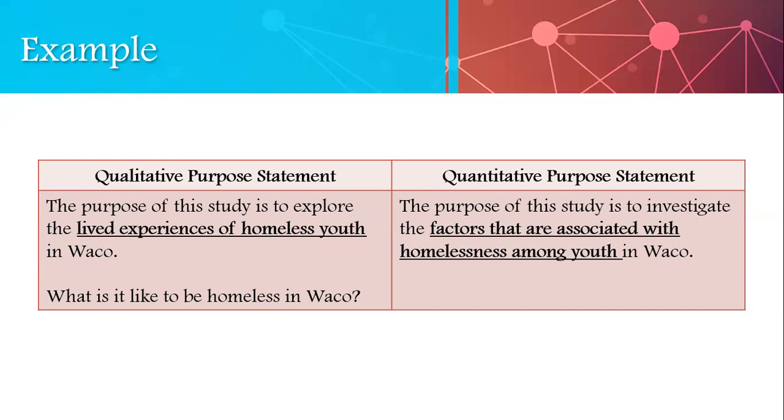On the other hand, on the right-hand side, we see a quantitative purpose statement, which reads, the purpose of this study is to investigate the factors that are associated with homelessness among youth in Waco. As you can see in this purpose statement, we're not seeking to understand lived experiences or what it's like to be homeless. What we're really seeking to do is understand associations, these statistical associations between these factors and homelessness among youth in Waco. So these are two completely different purpose statements.